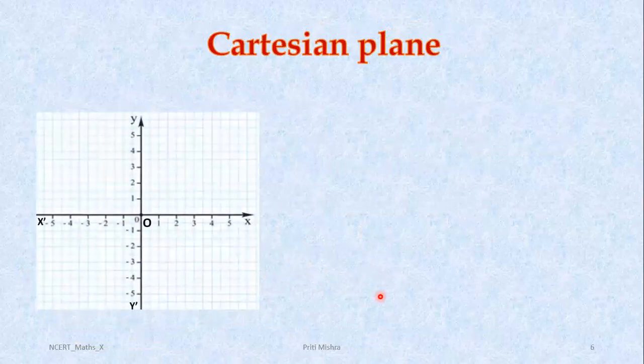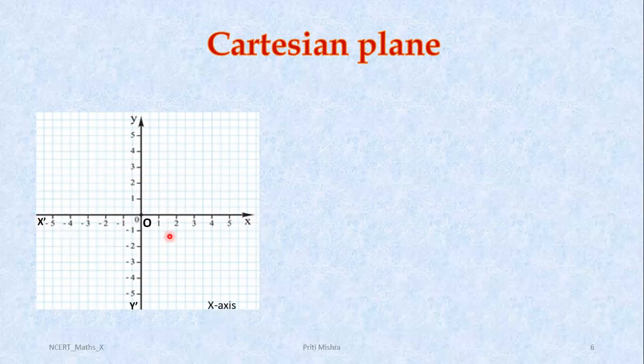Cartesian plane. Basically, the Cartesian plane we use in coordinate geometry, with reference to which we find out the position of any object. Cartesian plane consists of two perpendicular number lines. The horizontal number line x dash x is known as the x-axis. The vertical number line y dash y is known as the y-axis, and the point where they are intersecting is known as origin.